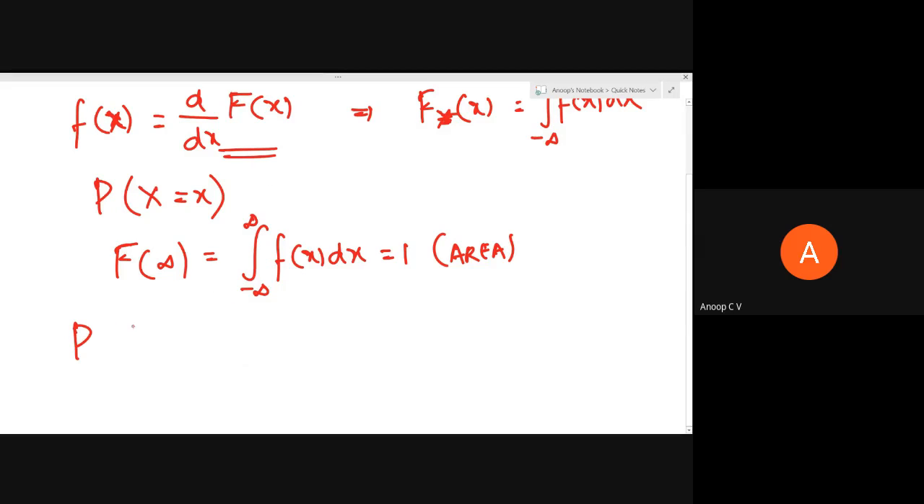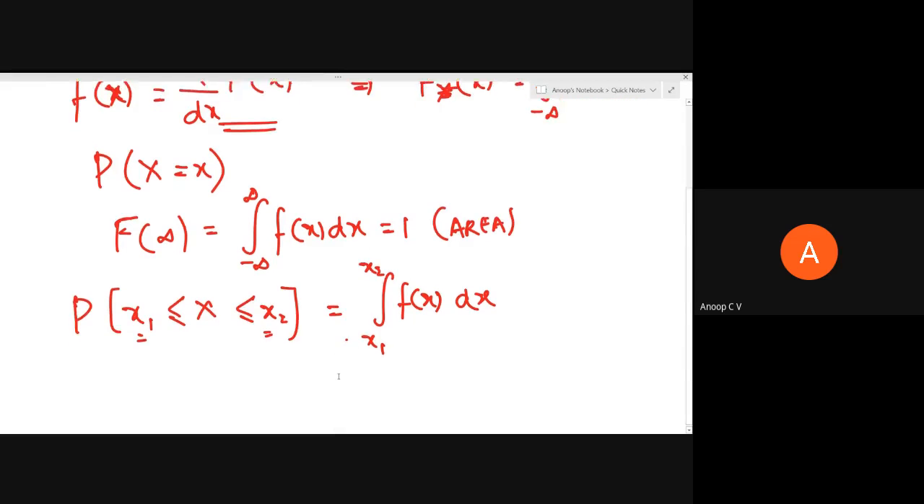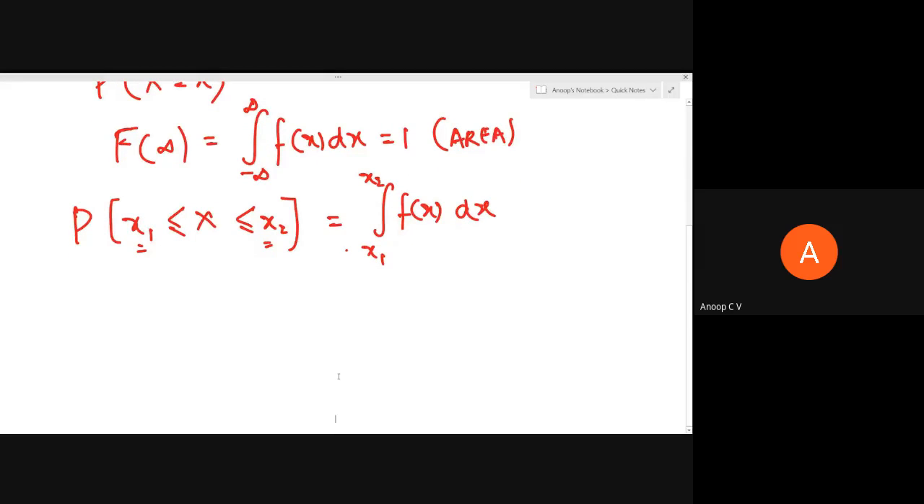One more important result which will be useful is that the probability that a random variable takes a value between x1 and x2 can be computed as the integral from x1 to x2 of f of x dx. So this is the probability that a random variable takes a value between x1 and x2. I'm not discussing the proof or how it came about, but these are straightforward. These properties follow from the basic definition itself.